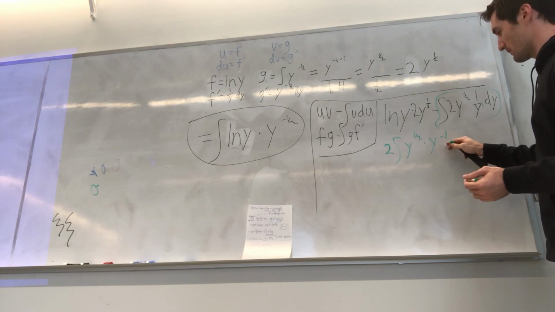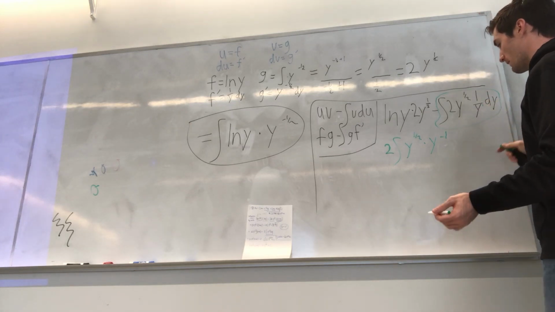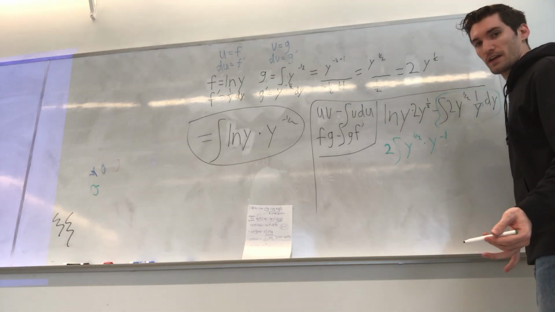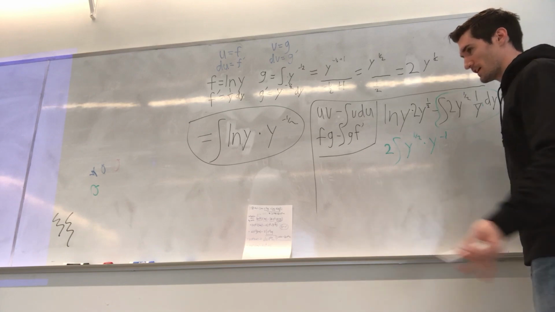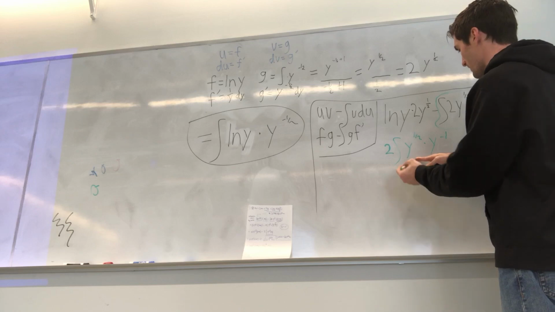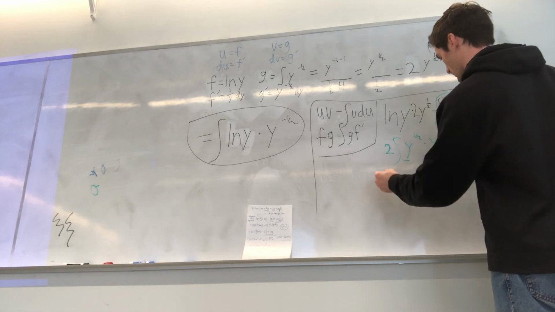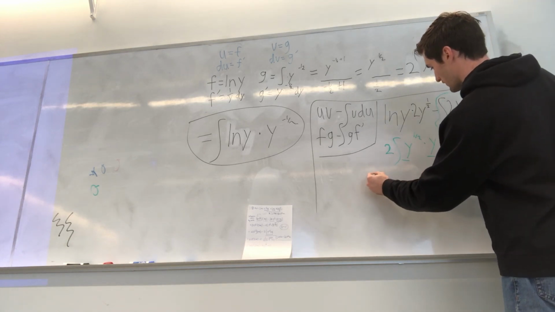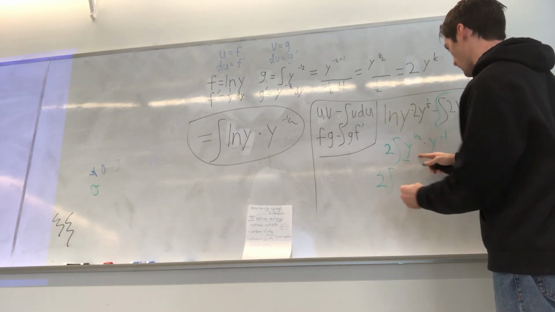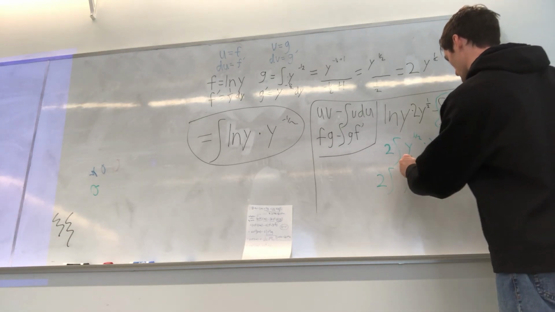When you bring the y up, the exponent becomes negative. Now, this is just an algebra rule that you're going to use a lot. When you multiply things with the same base, you add the exponents. So let's rewrite this down here. The 2 is still here. 2 integral of y, and now we add the exponents. -1 plus 1/2 is -1/2.